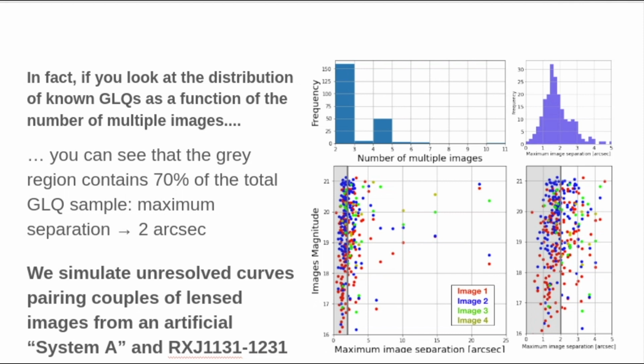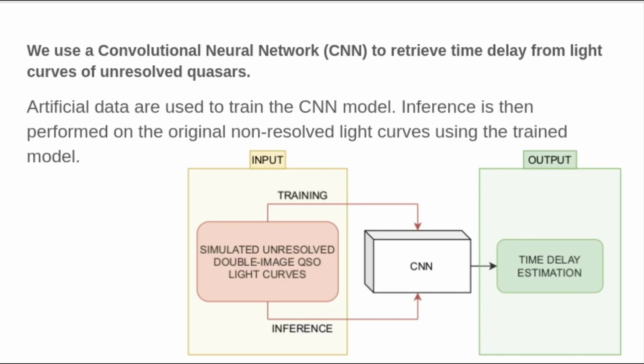So we decided to simulate unresolved curves, pairing couples of lensed images from an artificial system that we call System A and RxJ 1131. We use a convolutional neural network, which we call CNN, to retrieve time delay from light curves of unresolved quasars. We use artificial data to train the convolutional neural network model. Inference is then performed on the original non-resolved light curves using the trained model.